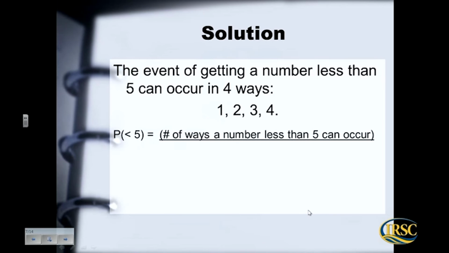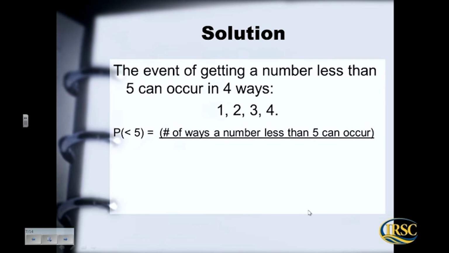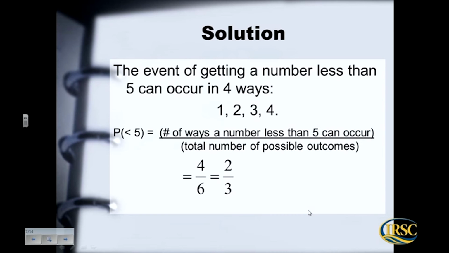Okay, so the probability of less than 5 is the number of ways a number less than 5 can occur over the total number of possible outcomes. So that's what I want you to try to do, is try to write that out in words, even if you know the answer, because the more you practice that, the easier it's going to get when the problems are more complicated. Okay, so we just discovered how many ways it could happen less than 5, which was 4 ways, and then total possible outcome is 6. So that gives us 4 over 6, which reduces to 2 over 3.